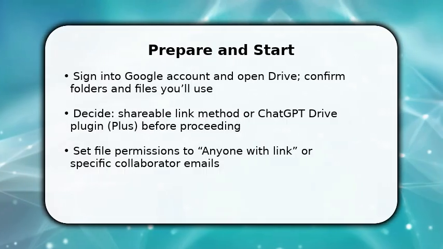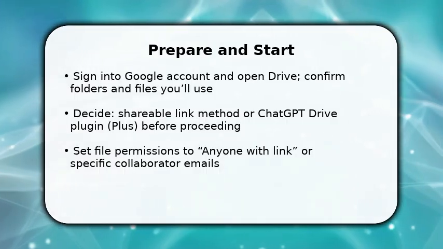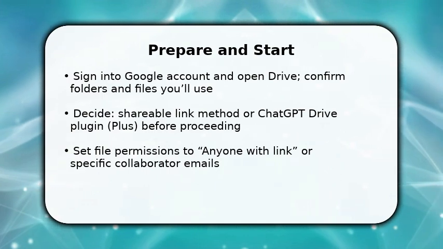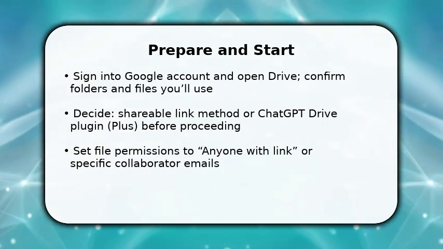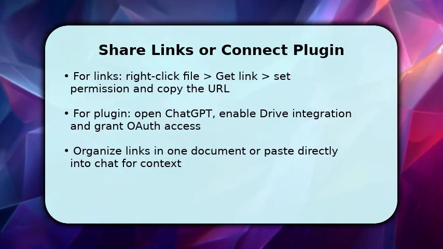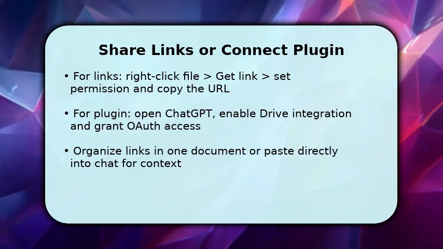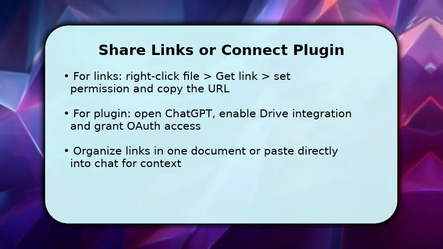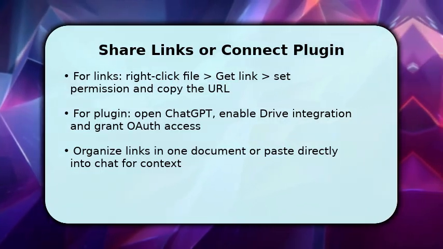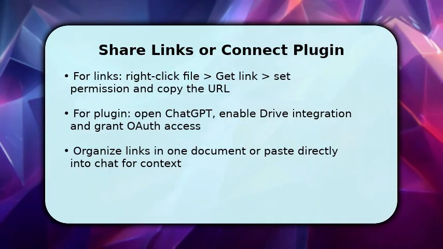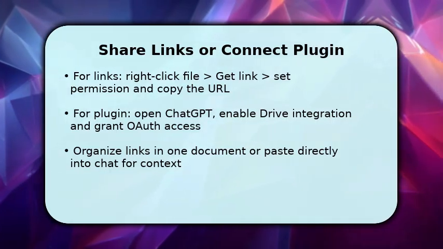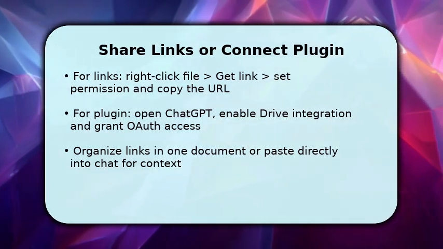Now create a dedicated folder to keep versions organized and move every file you'll reference into that folder. Next, produce accessible links or connect the plugin. For links, right-click a file, choose Get Link, set the permission, and copy the URL. For the plugin, open ChatGPT, enable the Drive integration, and complete the OAuth grant so it can access your folder.